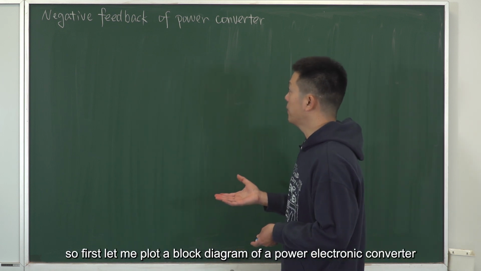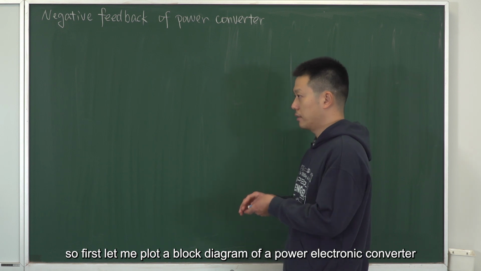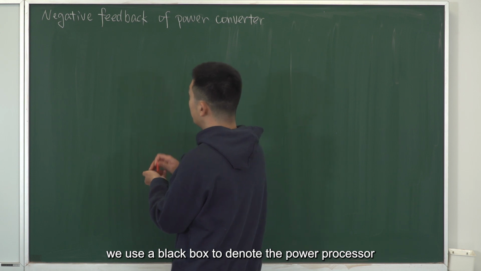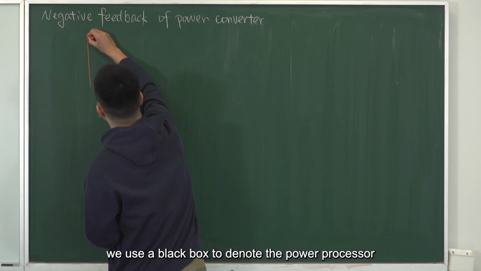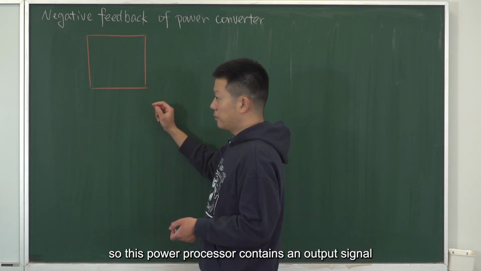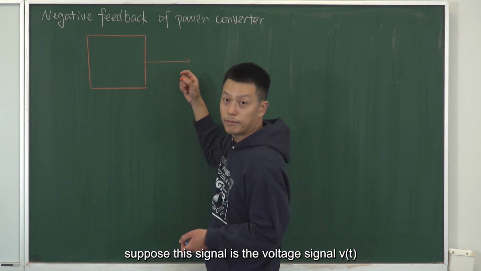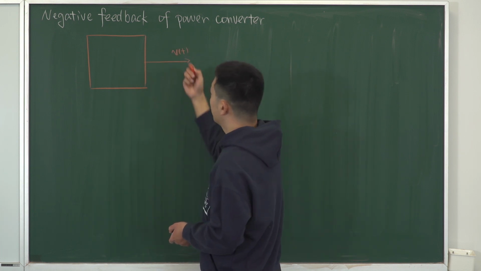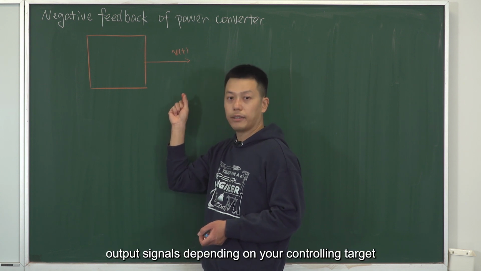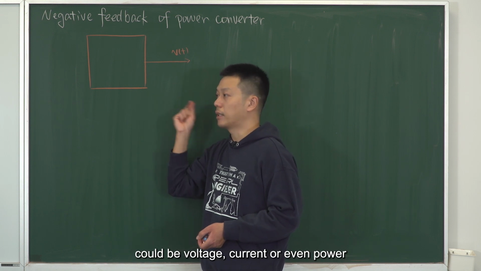So first, let me plot a block diagram of a power electronic converter. We use a black box to denote the power processor. So this power processor contains an output signal. Suppose this signal is the voltage signal, Vt. You can also have other kinds of output signals depending on your controlling target. It could be voltage, current, or even power.